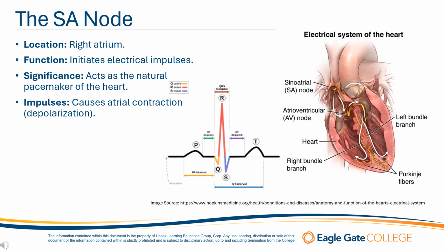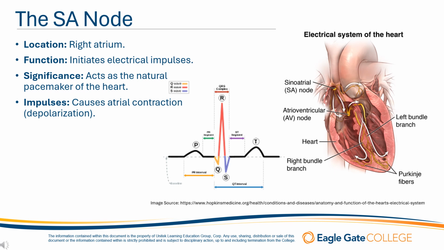This small upward deflection on the ECG is a visual confirmation that the atria are contracting in response to the electrical impulse from the SA node. It's also important to understand that the SA node is influenced by the autonomic nervous system, which includes the sympathetic and parasympathetic nervous systems. The sympathetic nervous system can increase the firing rate of the SA node, resulting in a faster heart rate, such as during exercise or stress.